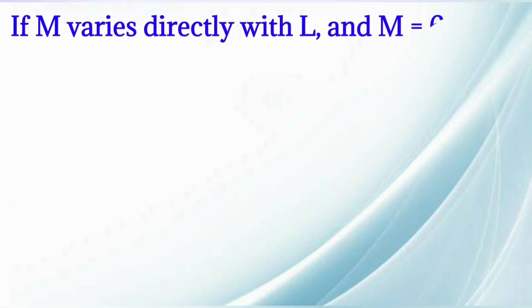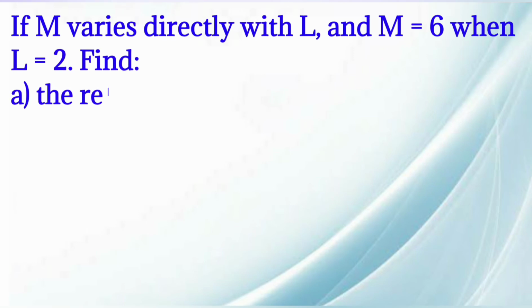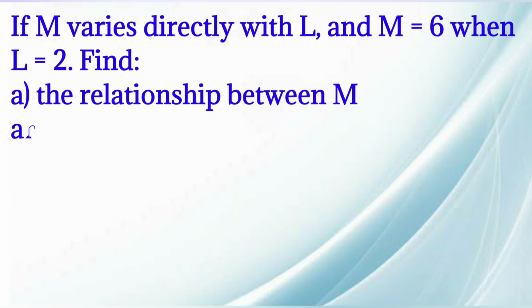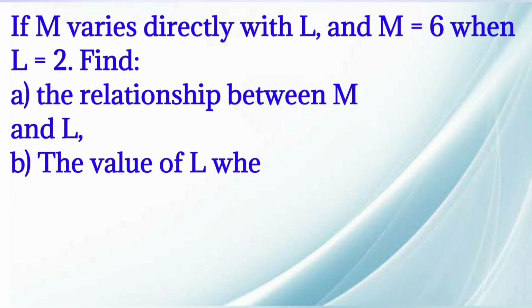Alright, here is another example. If m varies directly with L and m is equal to 6 when L is equal to 2, find A, the relationship between m and L, and B, the value of L when m is equal to 15.